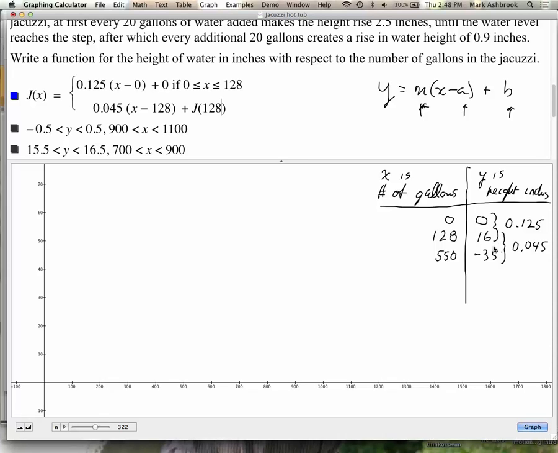Right? Isn't that this? So this is the height that we're going to start from at 128 gallons, and we're going to add the change to that, right? Because this is m times x minus a. That's our change in y, plus the starting y, which will be where we left off at 128 gallons. And so then we write if 128, now we have to do strictly less than x. And then we said how many gallons total?